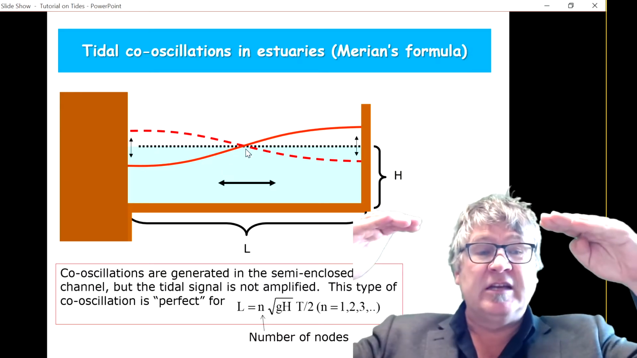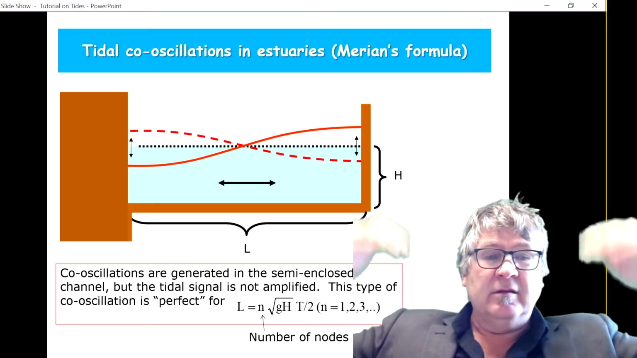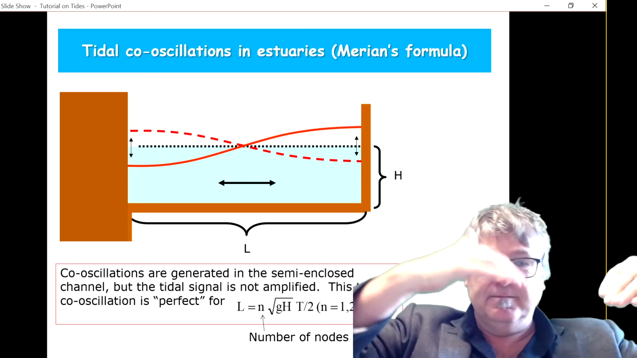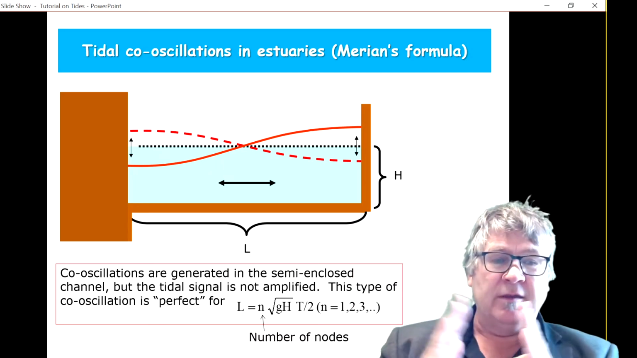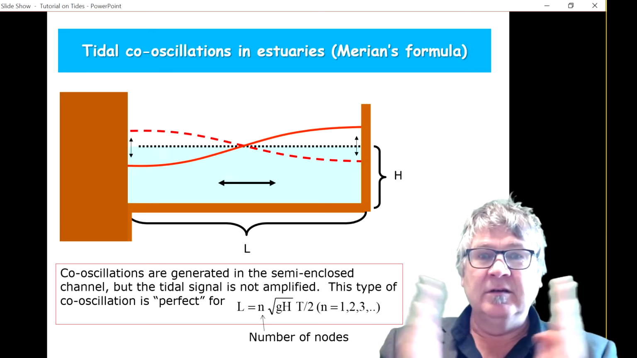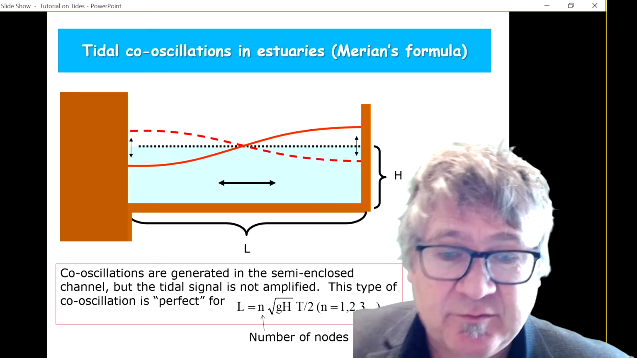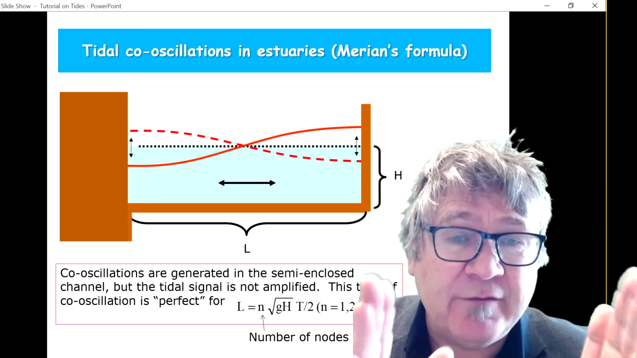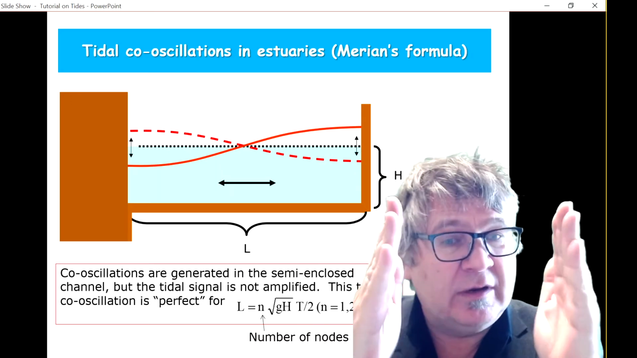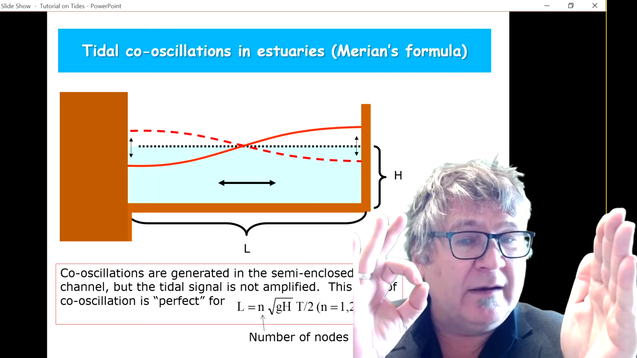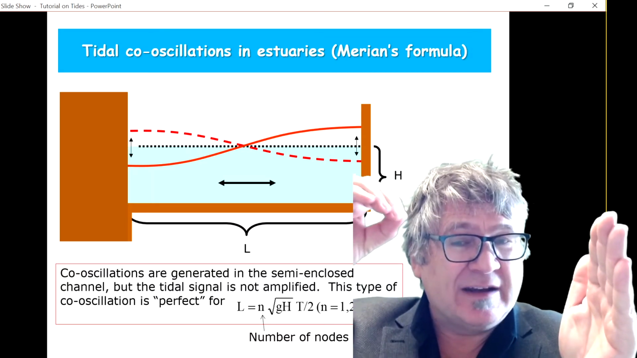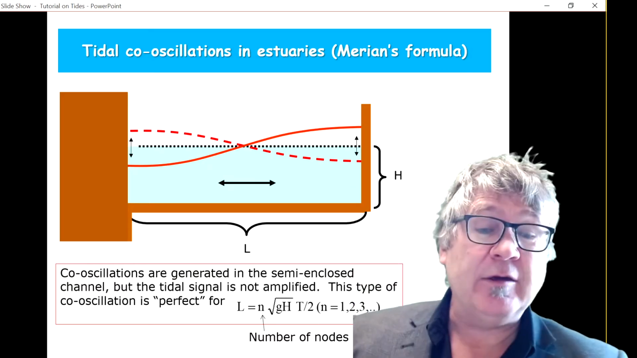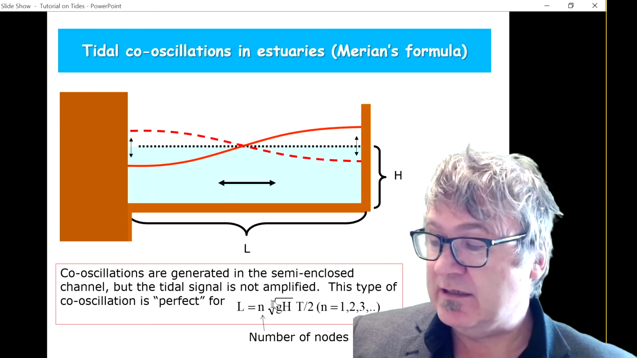Two nodes would be a situation where both ends move up and down the same way, and in the middle opposite to either end. You have two nodes where the water actually moves like this. And you can see that half the wavelength fits into this basin. This is only half a wavelength. You go from one wave crest to one wave trough. That's why you have divided by 2 in this formula.